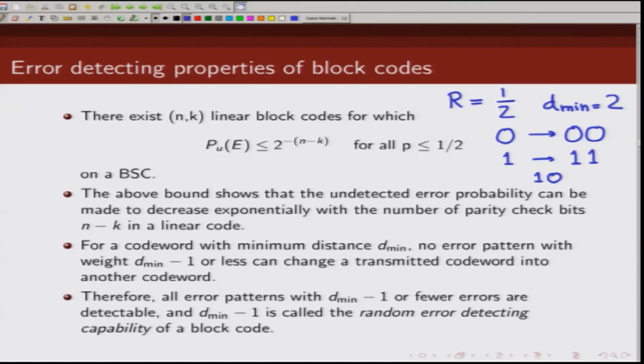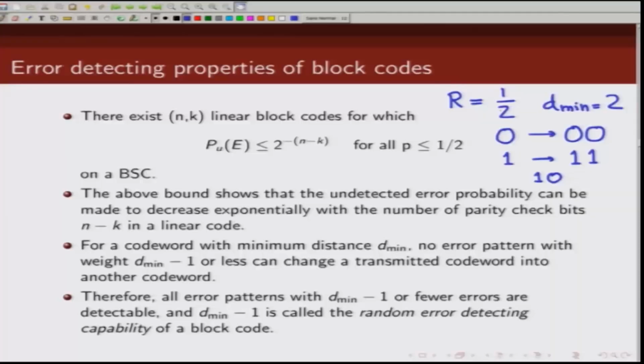since it is a rate 1/2 repetition code, what we expect to receive is either 0 0 or 1 1 if we transmit this code word over a binary symmetric channel. But what we have received is 1 0, which is neither 0 0 nor 1 1. So, we are able to detect a single error. To repeat, if you have a linear block code whose minimum distance is d min, you will be able to detect all random error patterns up to weight d min minus 1.